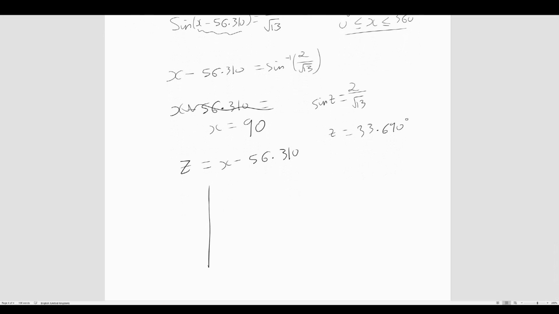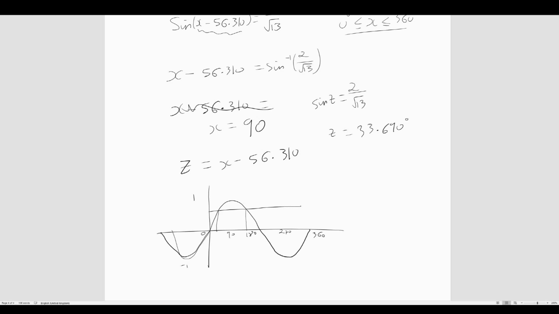Let me just do a little sketch. Okay, 0, 90. So we're solving for 2 over root 13. That's about a half, 0.55 roughly. So we're trying to solve. Okay, so there we go.